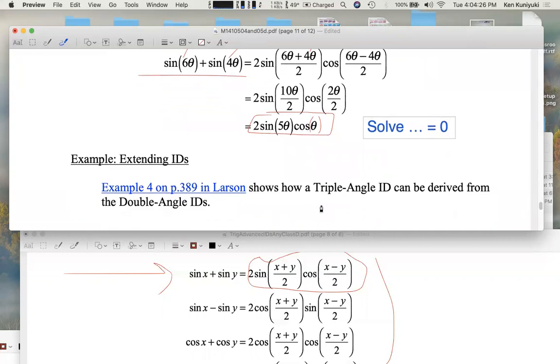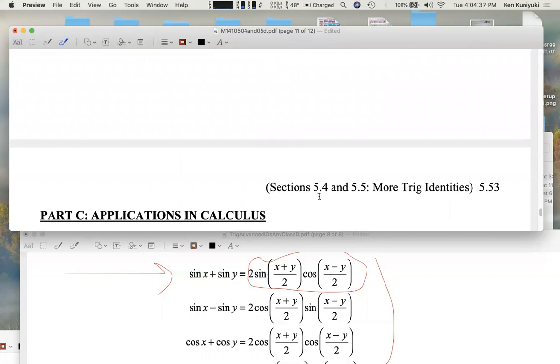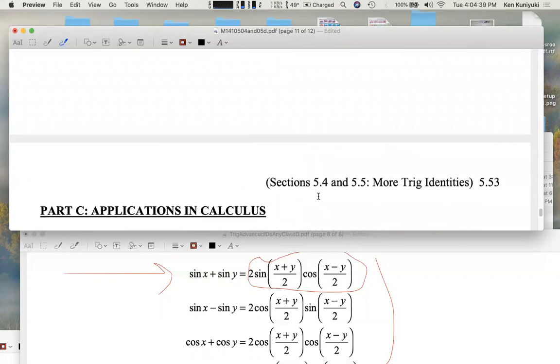Okay. And also, you can use the identities to build up triple angle identities, like sine of 3u and so forth, in principle. All right. Next up, in our final video for sections 5.4 and 5.5, where do we apply these identities in calculus in a big way? That's next time.